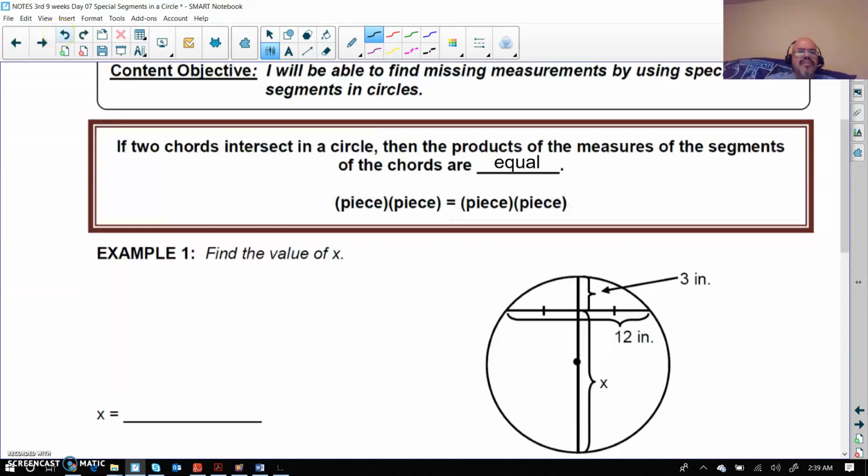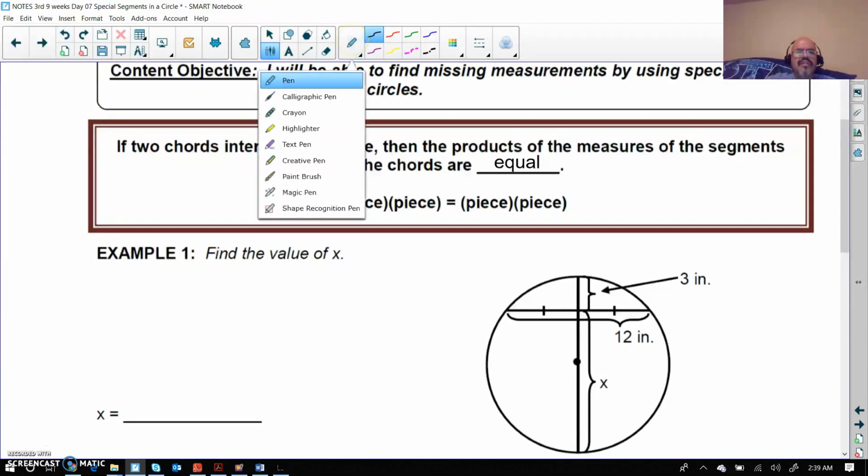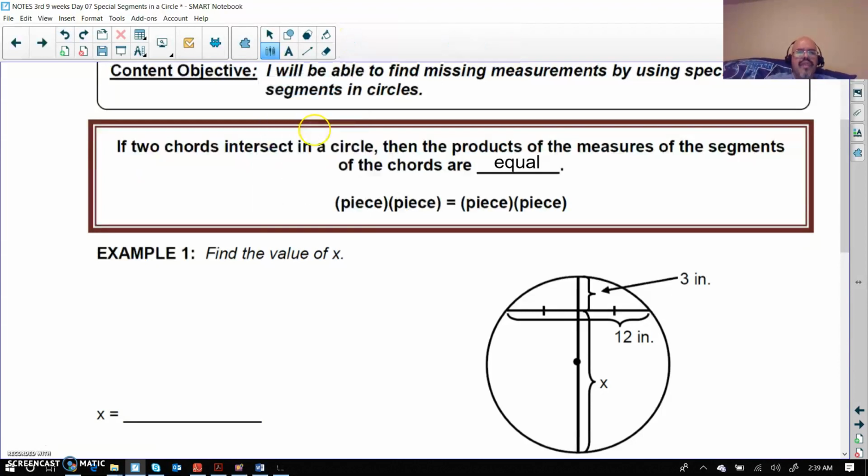Basically what they're stating is this. Let me go ahead and get the highlighters. We take this piece, which is going to correspond to this one over here. Then we take this other piece, multiply it by that. Then we take another piece out of the circle, which is this particular segment, and times this last one. So that's basically piece times piece is equal to piece times piece.